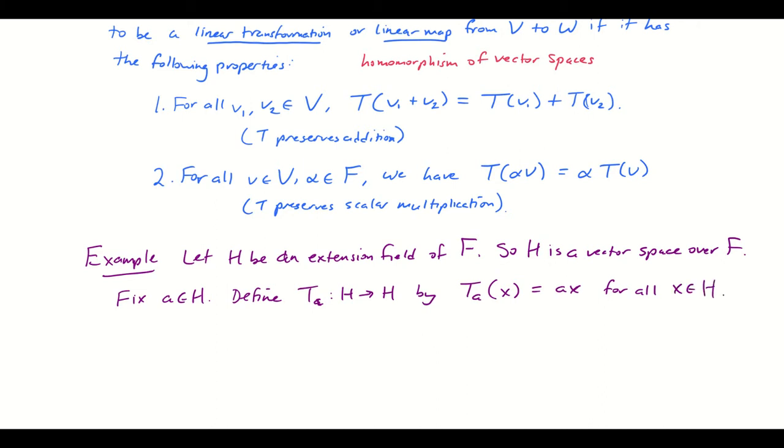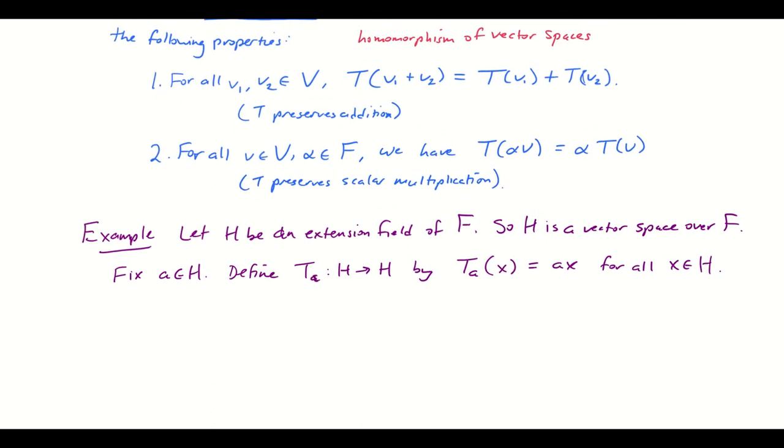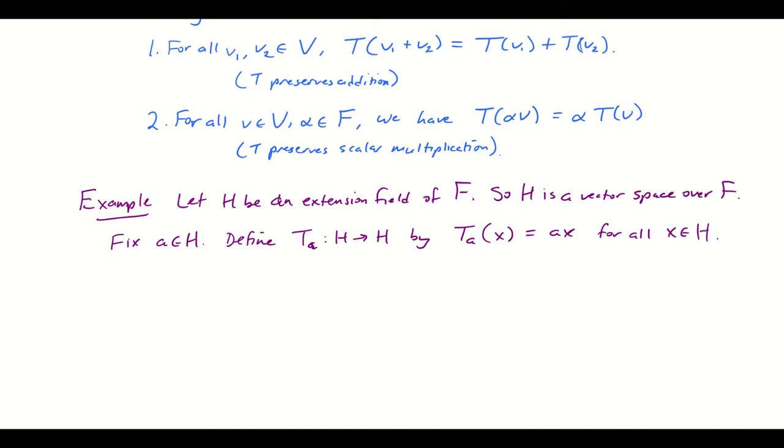And you may wonder, okay, wait, why is that a linear transformation of H? In particular, why am I allowed to multiply by something that's not in the field of scalars? But A times X is perfectly well defined. H is a field, so I can take any two elements of that field H and multiply them and get a result. And I'm going to claim that this is a linear transformation of F vector spaces, or rather of the vector space H over F. So that's my claim, that T sub A is a linear transformation.